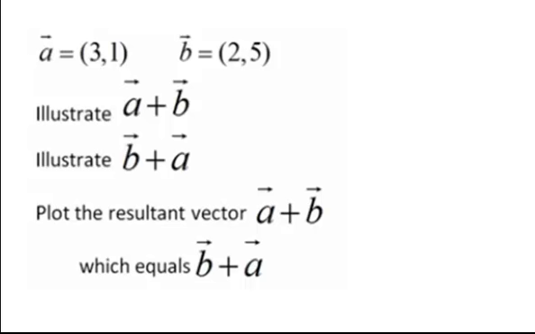Vector A is 3, 1, vector B is 2, 5. I am going to illustrate vector A plus vector B and vector B plus vector A, and plot the resultant, and show that the resultant doesn't matter if it's vector A plus vector B or vector B plus vector A.